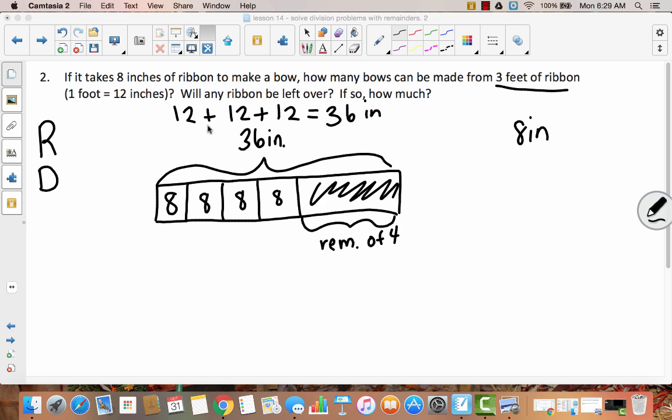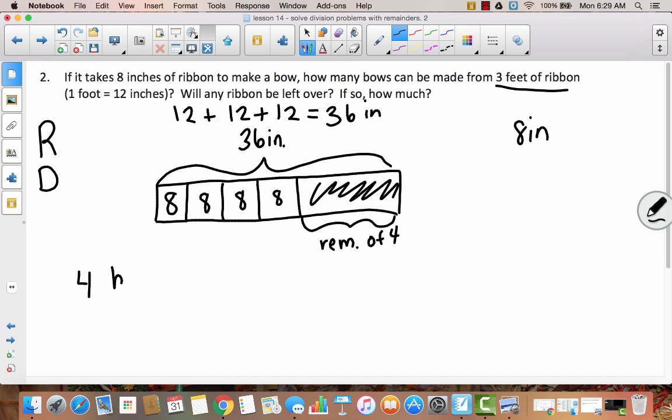Okay, so the question asks how many bows can be made from 3 feet of ribbon. So I have 1, 2, 3, 4. So 4 bows can be made with 3 feet of ribbon.